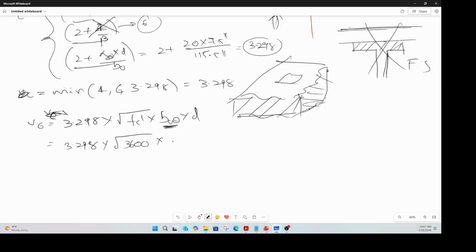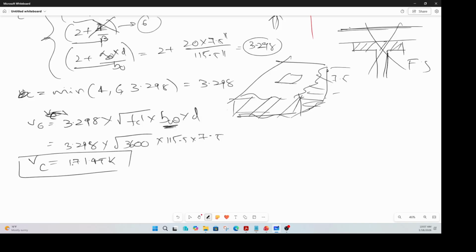Okay, so that area is nothing but your b naught, which was 115.5, times the effective depth, which is 7.5, from the top compression fiber to the bottom of the reinforcement. So that is 171.45 kips. So that is your Vc.